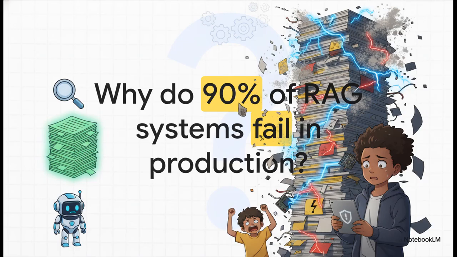You follow a tutorial, and everything works perfectly for, say, 10 documents. But the second you try to scale up to 10,000, the whole thing just completely shatters. Trust me, you are not alone here. The brutal reality right now is that about 90% of RAG systems actually fail in production. And the craziest part, they're all failing for the exact same reasons.